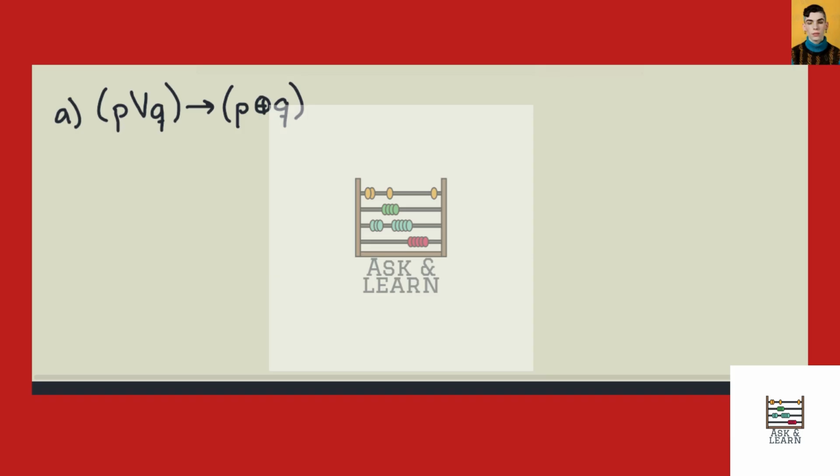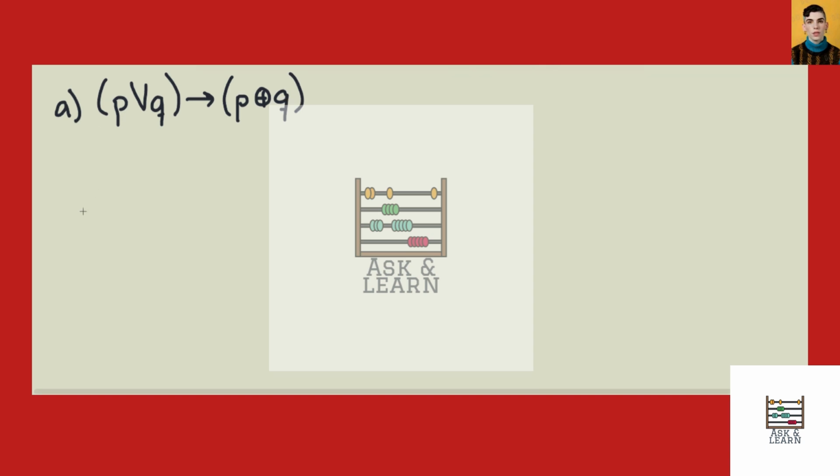So in this question, it asks us to construct truth tables for 5 possible compound propositions that are given to us. So let's start with the first one. This is read as, if proposition P inclusive or proposition Q, then proposition P exclusive or proposition Q. Let's get started with the truth table.